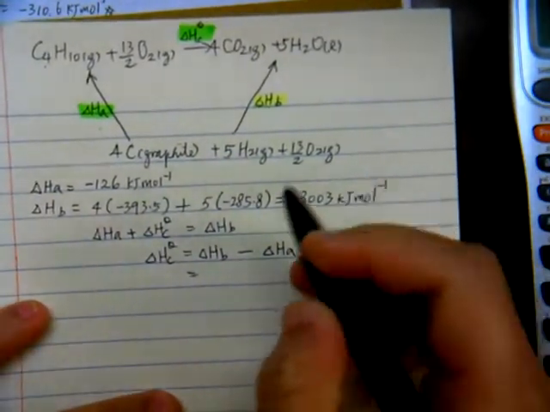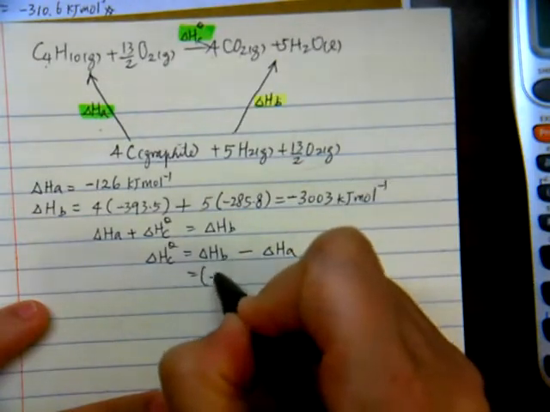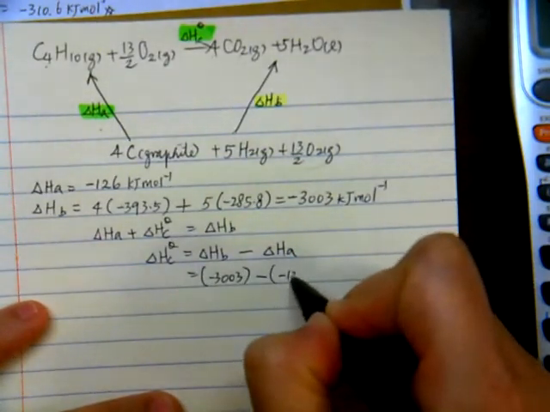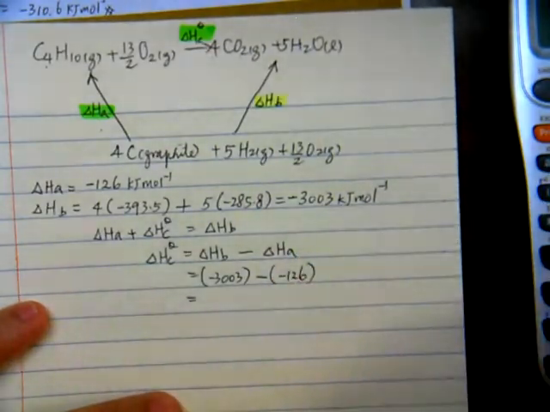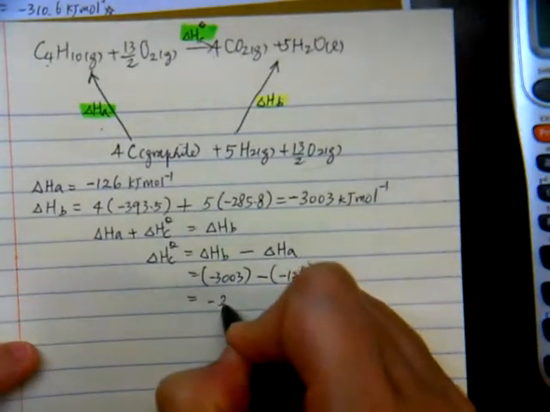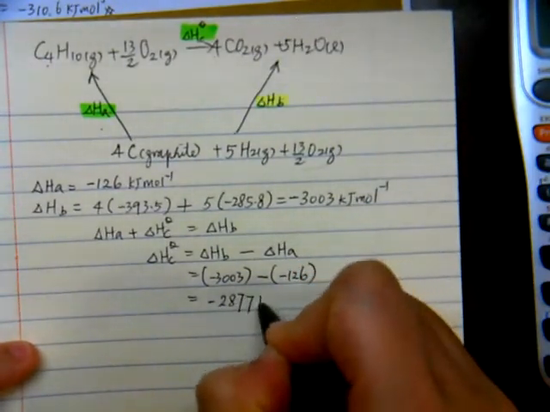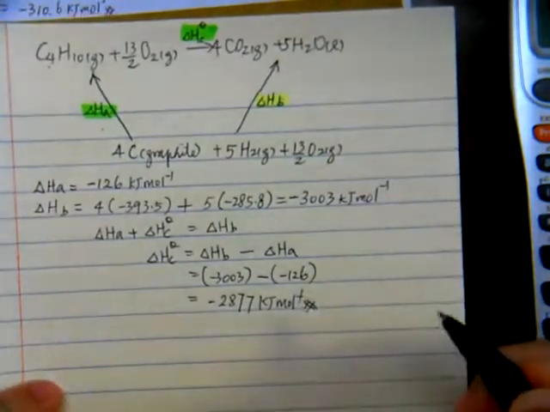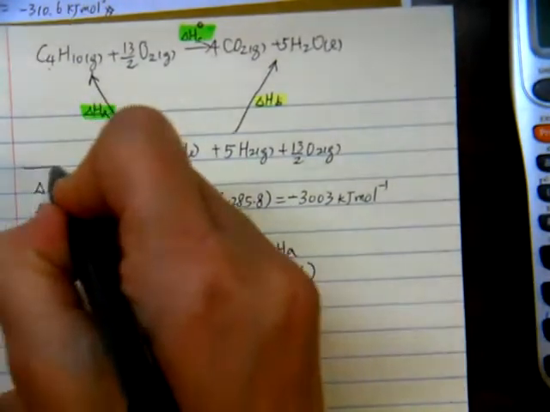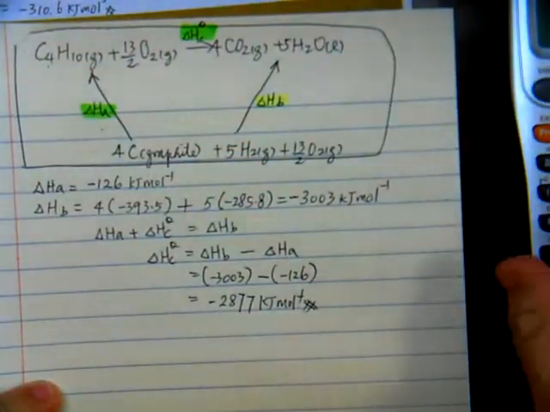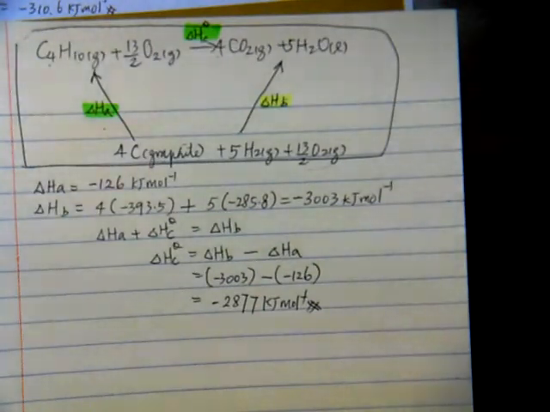Now substitute the data into the equation. Delta HB minus delta HA, which is negative 2877 kilojoule per mole. Can you follow? It is important, okay? Enjoy the cycle. Every time you need to refer to the definition.